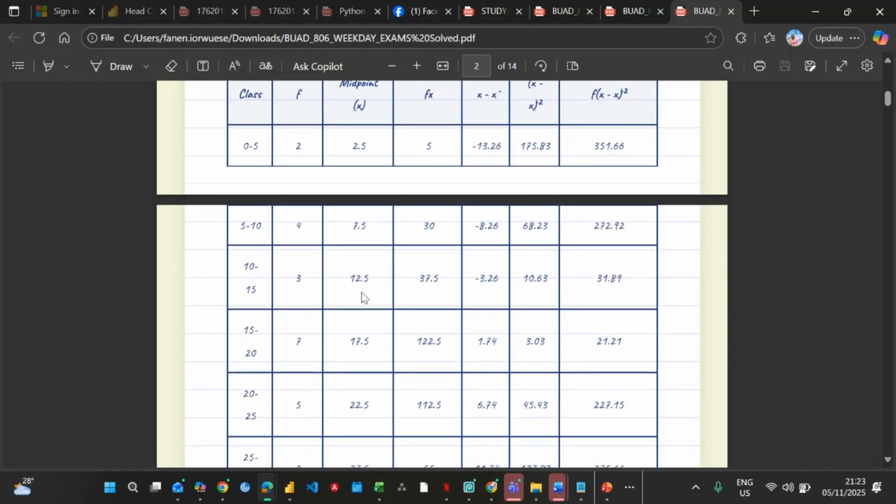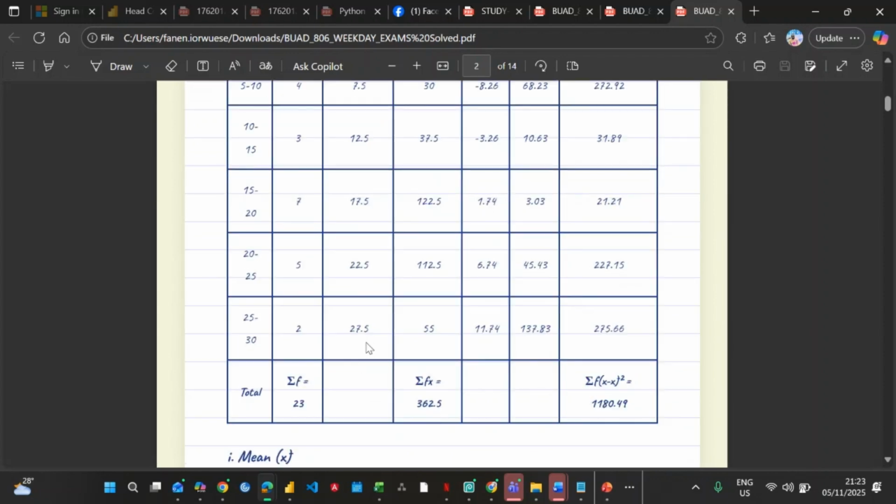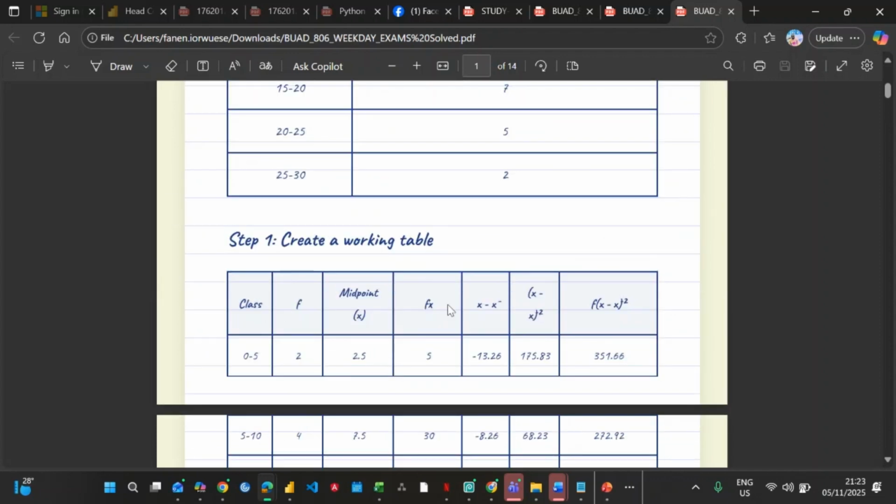5 plus 10, it will give you what? Divided by 2, it will give you 7.5. Is that correct? Yes. Correct, right? So that is how you do it till you get to the final point. Then you now get 27.5. If you do 25 plus 30 divided by 2, it gives you 27.5. So that is your x, your midpoint. So you can see you have gotten your x already.